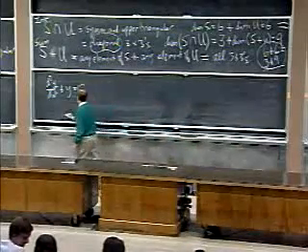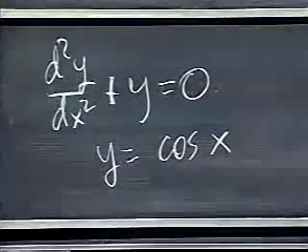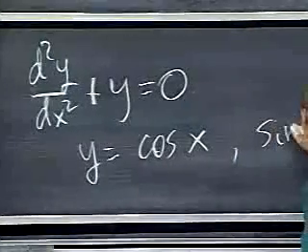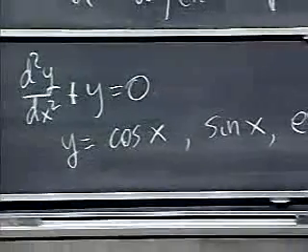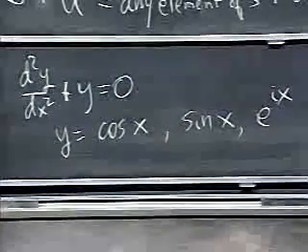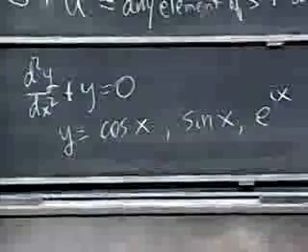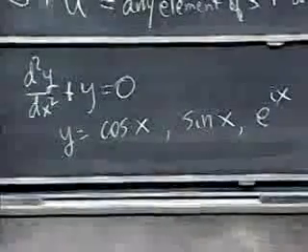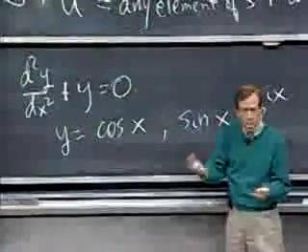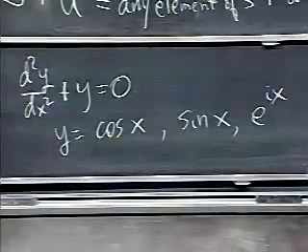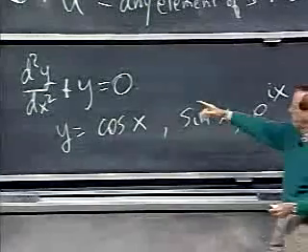y equals cos x is a solution. y equals sine x is a solution. y equals, well, e to the ix is a solution if you allow me to put that in. Oh, but why should I put that in? It's already there. You see, I'm really looking at a null space here. I'm looking at the null space of a differential equation. That's the solution space. And describe the solution space, all solutions, to this differential equation.